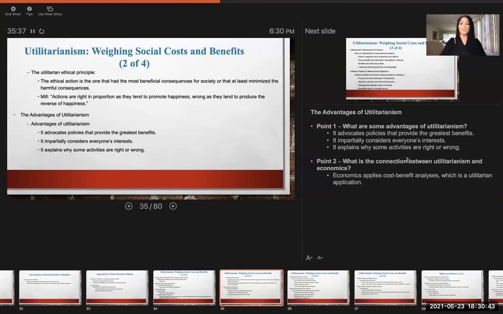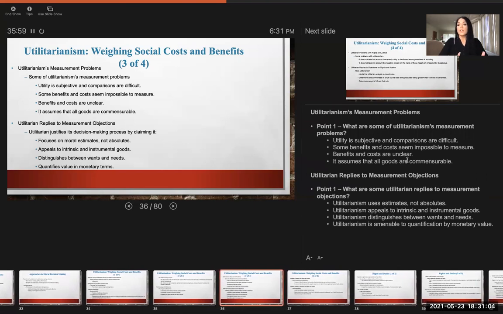Now, the advantages of utilitarianism. What are some advantages? Well, it advocates policies that provide the greatest benefit. It impartially considers everyone's interests, and it explains why some activities are right or wrong. What is the connection between utilitarianism and economics? Economics applies cost-benefit analysis, which is a utilitarian application.